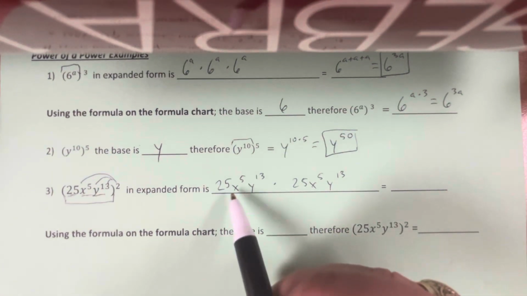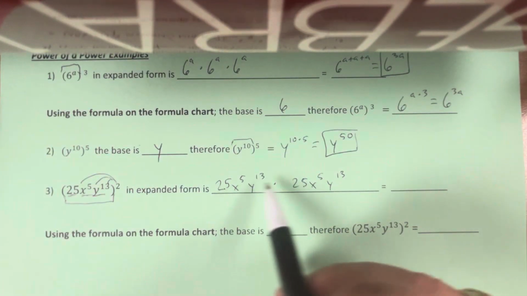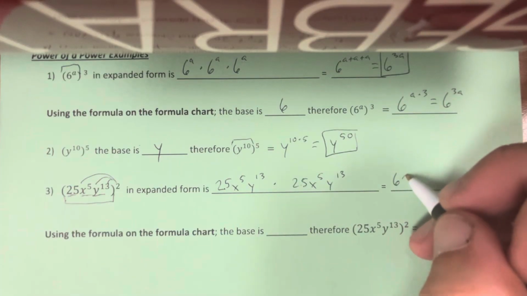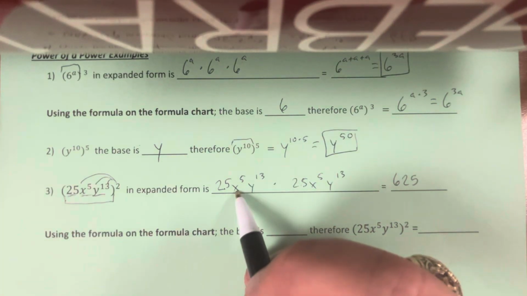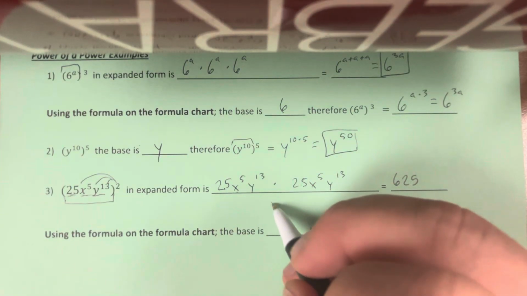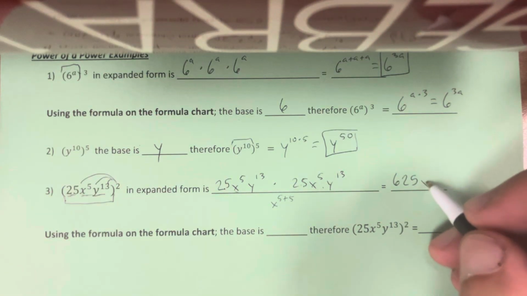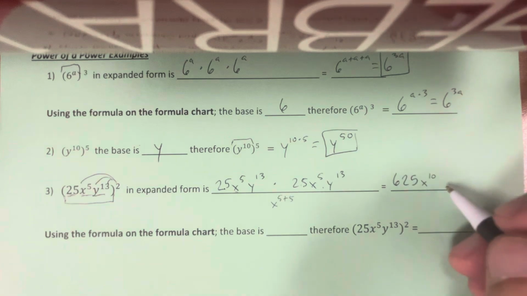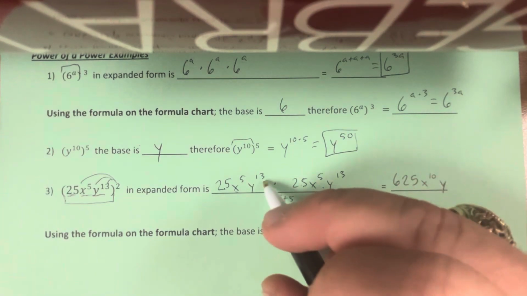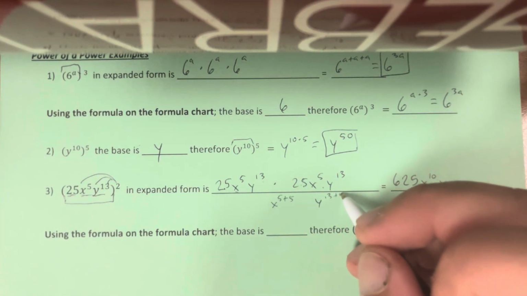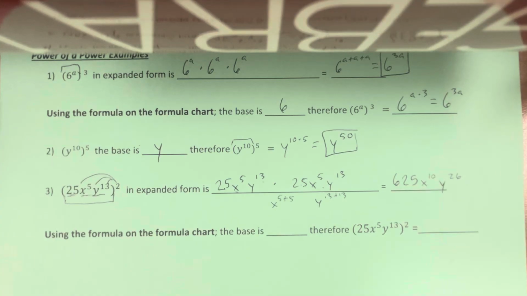So when we multiply these together, we have 25 times 25, which if I go to my calculator, is going to be 625. And then x to the 5th times x to the 5th is x to the 5 plus 5, because they're like bases, we add the exponents together. So x to the 10th. And then y is going to be y to the 13th and y to the 13th, so we're going to add those two together to get y to the 26th.